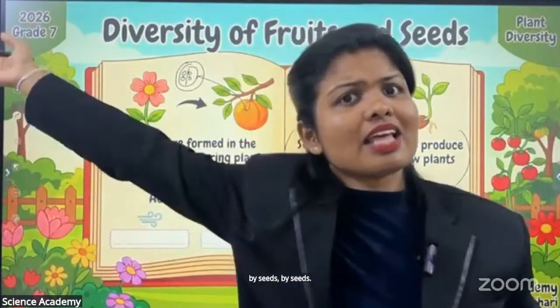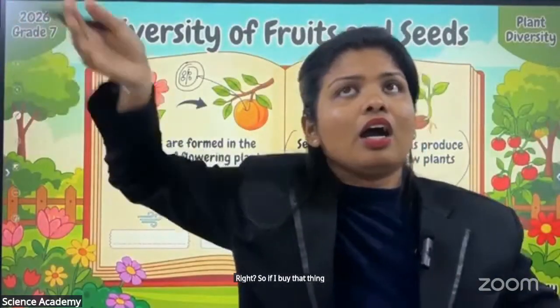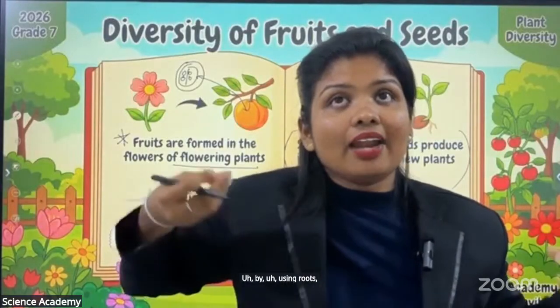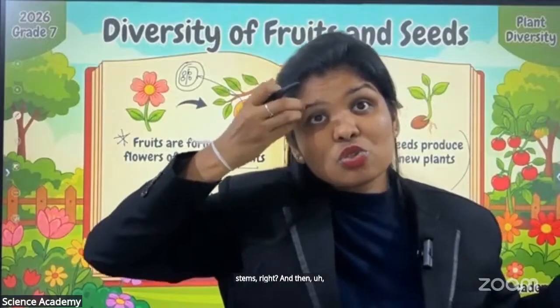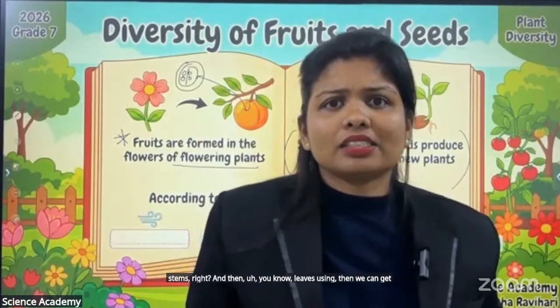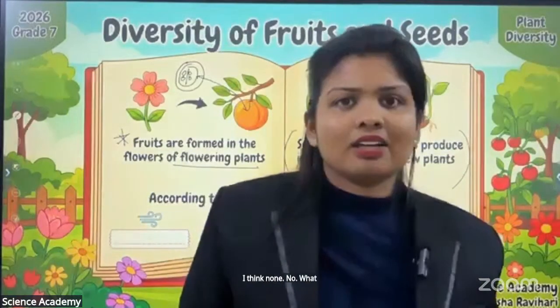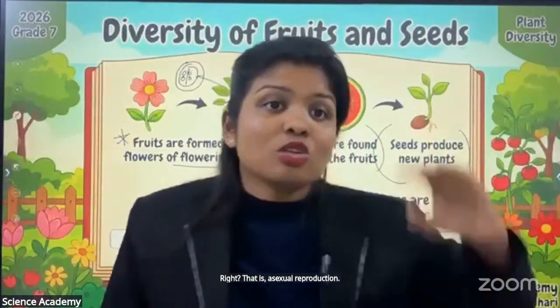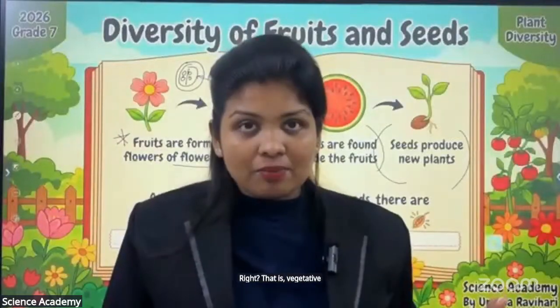So then what is that thing? I told you by using roots, stems, and then leaves, using that we can get new plants. What is that? That is asexual reproduction, right? That is vegetative propagation, right?